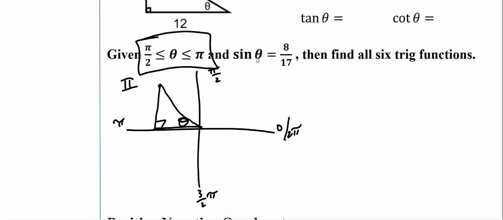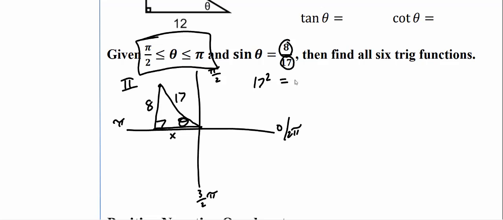So it says the sine of theta is 8 over 17. Well, 17 is the hypotenuse. Remember, hypotenuse is always positive. 8 is the opposite, so opposite is over here. I have to find the x value. Okay, so let's do that. How do I do that? Oh, wait, I use the Pythagorean theorem.